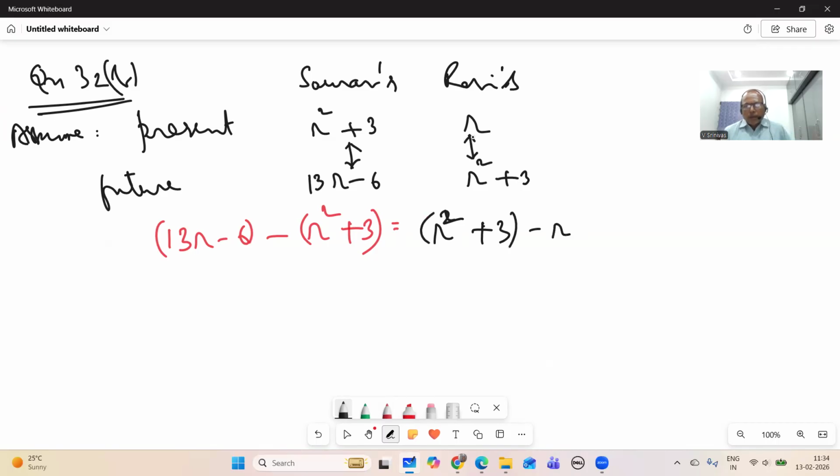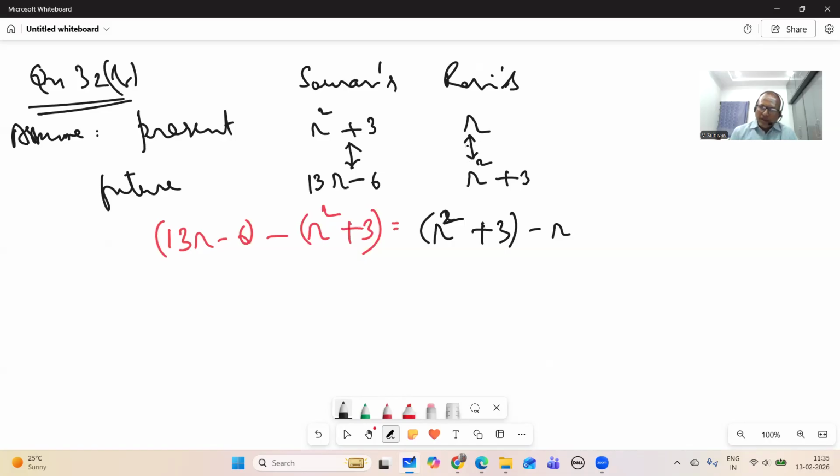Presently, Ravi is at age r and he is allowed to grow to his father's age, r square plus 3. This is larger than this. So after how many years is he reaching this age? It is r square plus 3 minus r. From present, he is growing. After growing these many years, he is attaining this much age, that is his father's age.